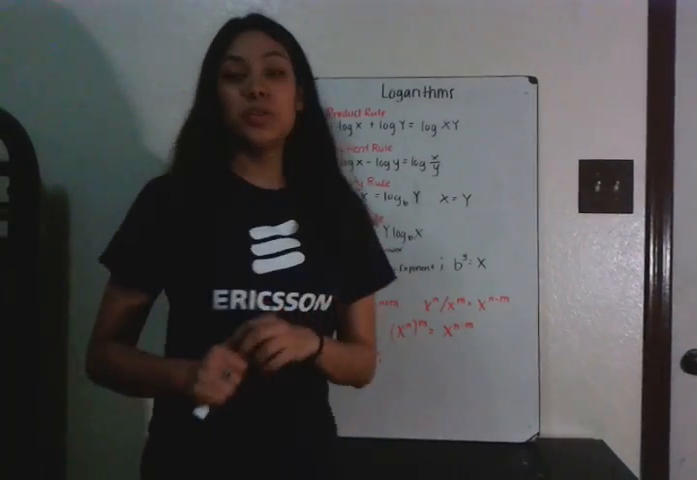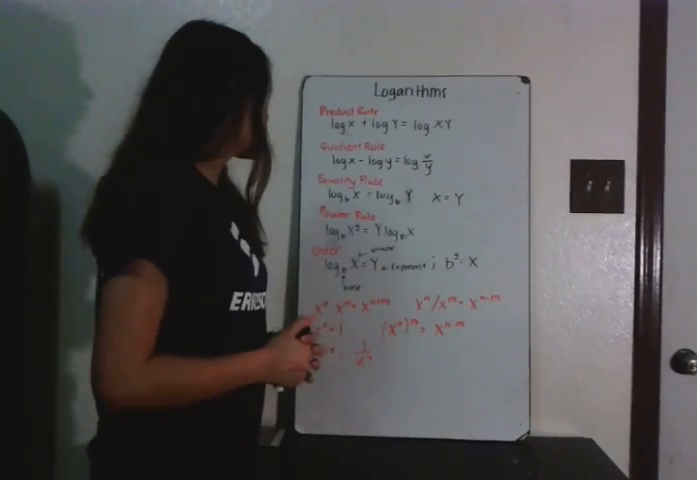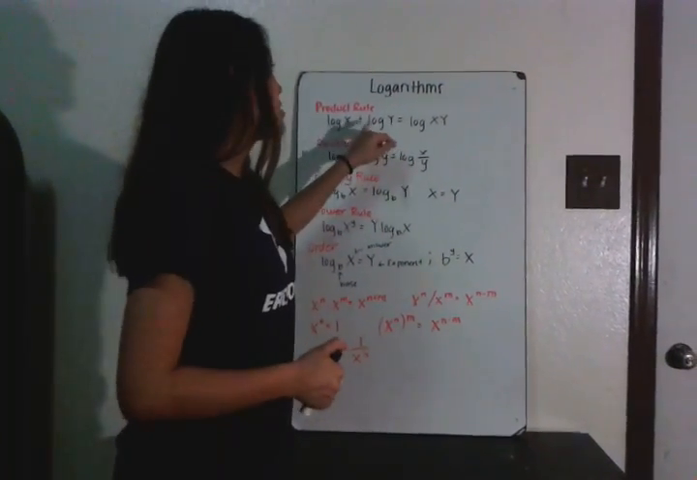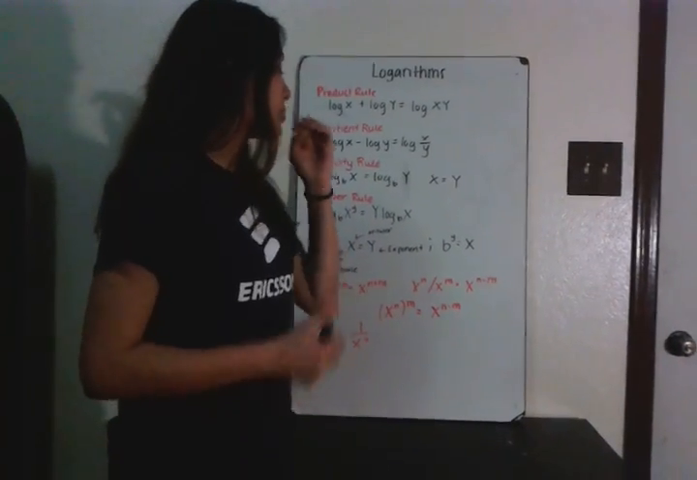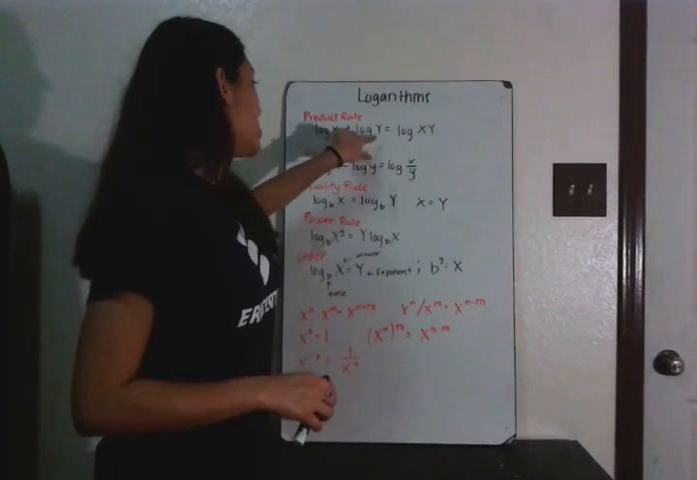Okay, so the lesson that we're going to do today is logarithms. The first rule in logarithms is the product rule. The product rule means that log x plus log y is equal to log xy. So the plus means that you're going to multiply the two numbers that are right there.